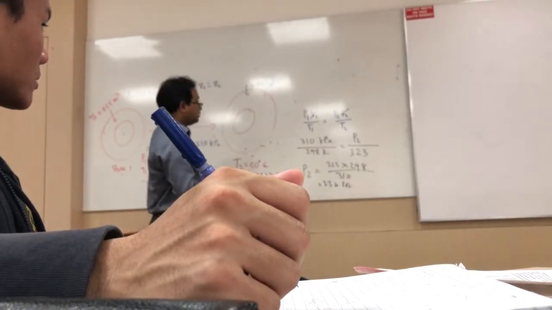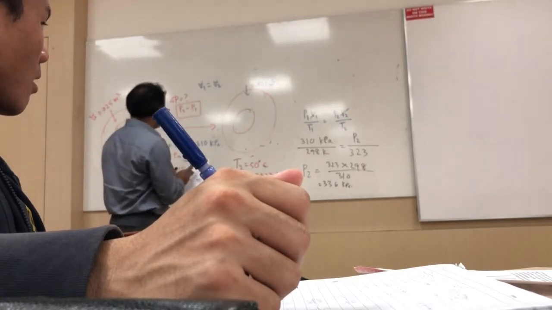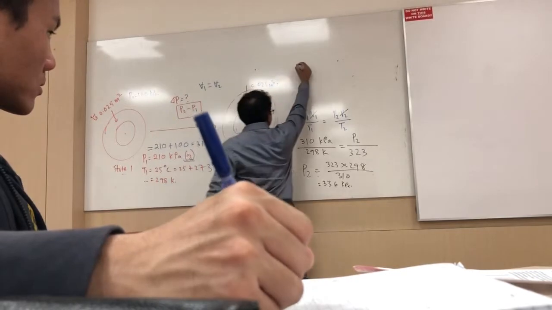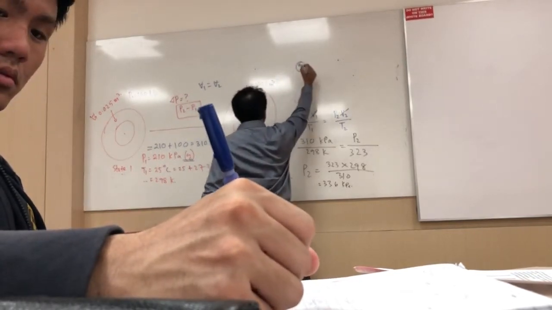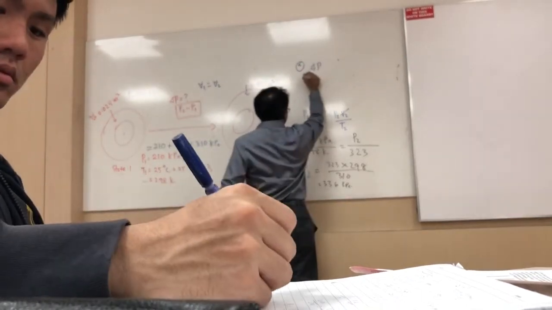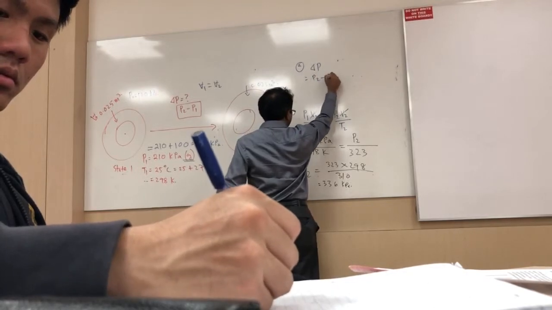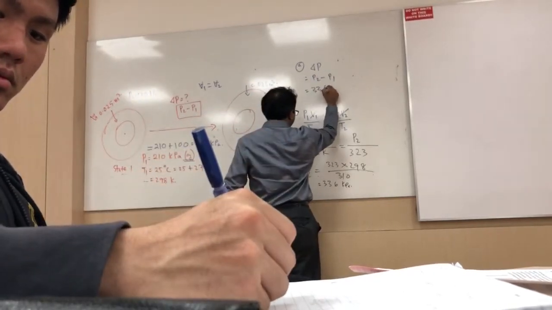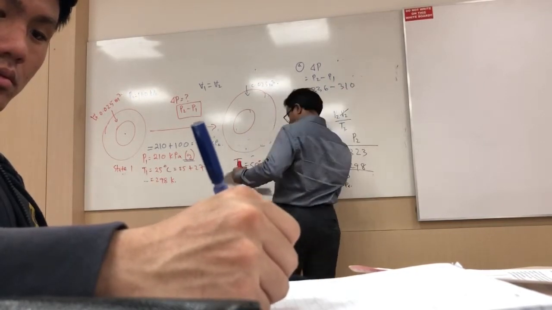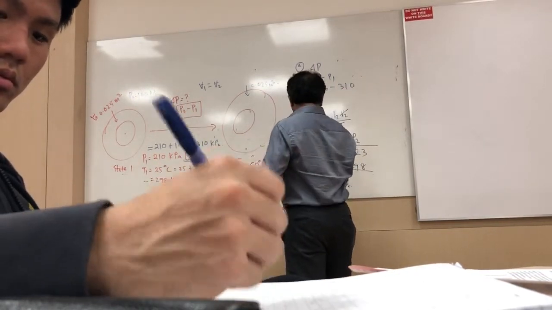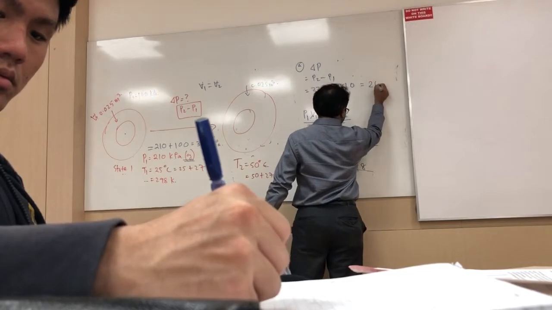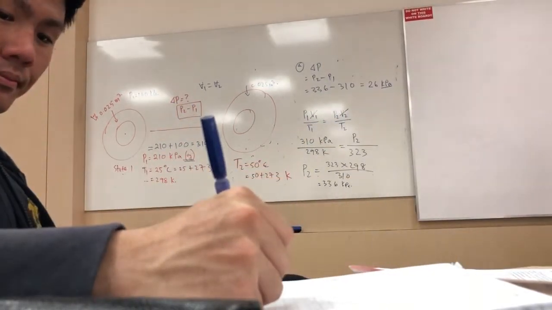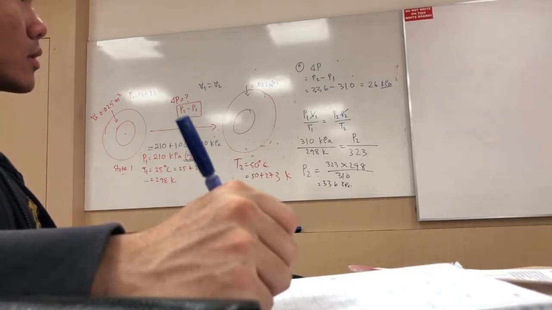Alright, done. So what is the rising pressure? Rising pressure delta P is equivalent to P2 minus P1. So P2 is 336, P1 is 310, and the answer is 26 kilopascal. Alright, so now we see our work.